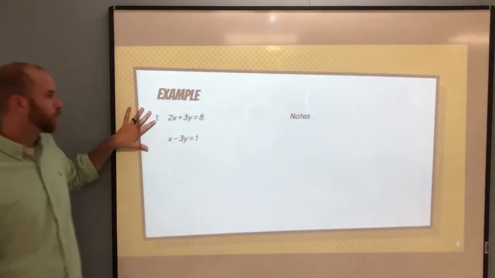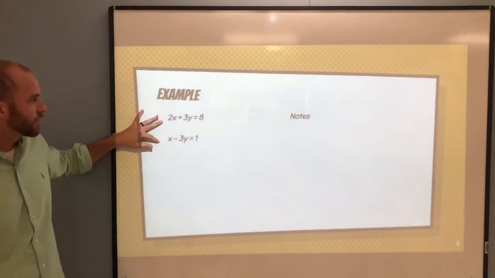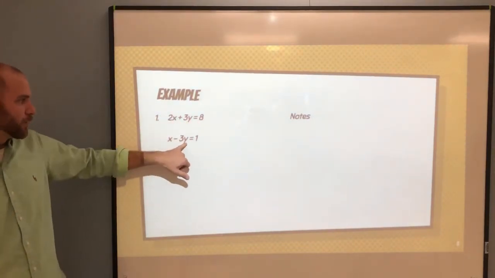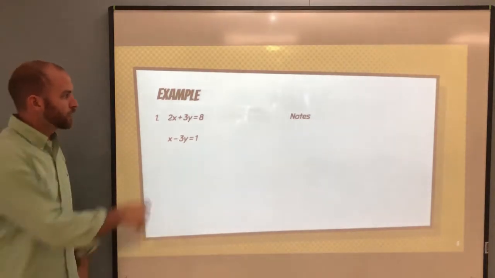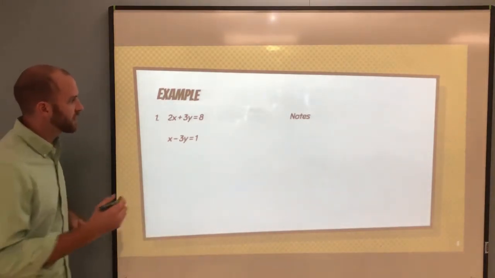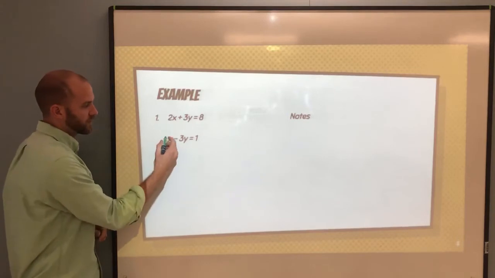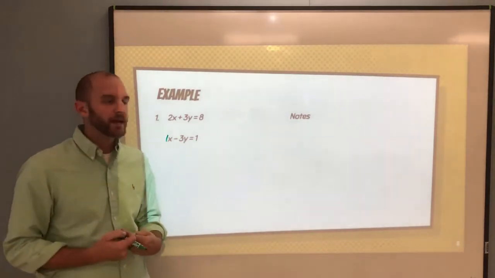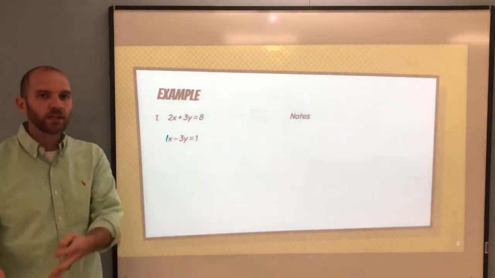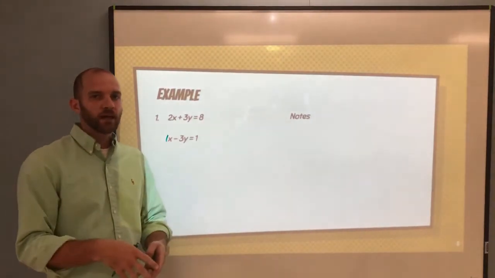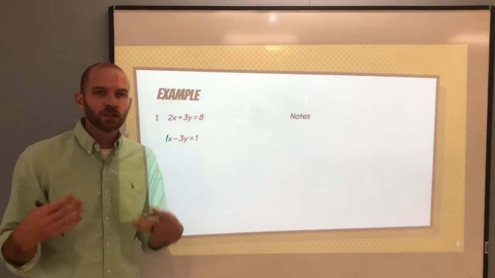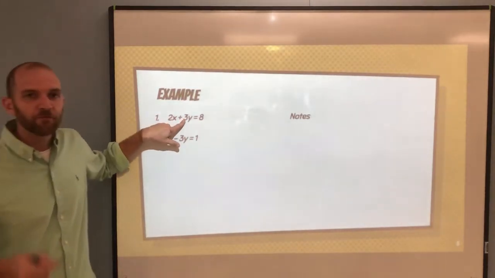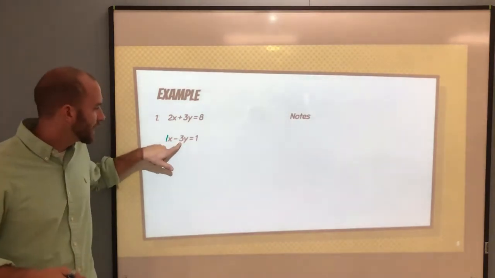So in this first example, we see both of these two equations are in standard form, ax plus by equals c. Now, if we take a look at our x coefficients, we see that this coefficient is 2 and this coefficient is just 1. If we add those together or subtract them, we would either get 3x or positive 1x. Neither one of those allows us to eliminate the x variable. But when we take a look at the y's, we have positive 3y and negative 3y.